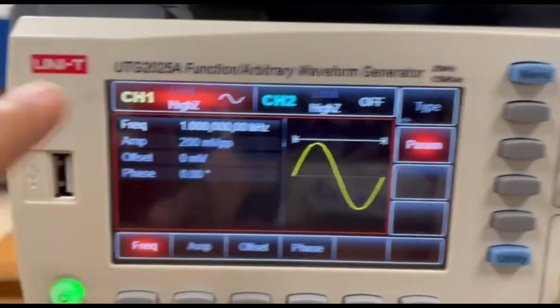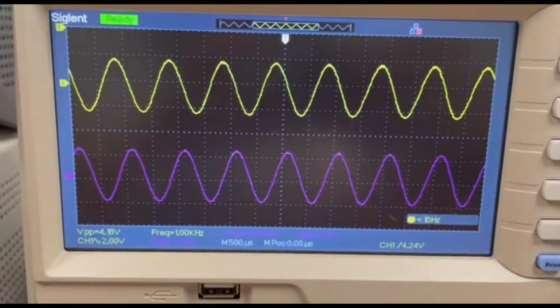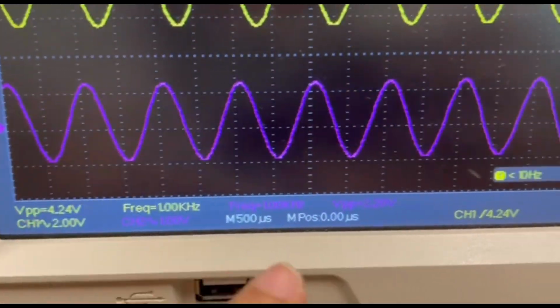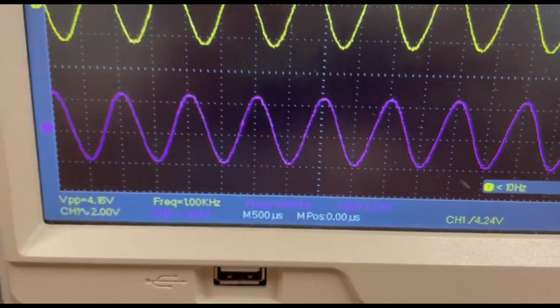Here you can see that both my TP3 and TP4 are around 5.68 volts. Here I measured the same stage but with a 1 kHz frequency. My TP3 was around 4.24 volts and my TP4 was around 2.2 volts.